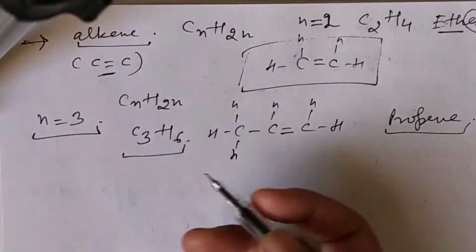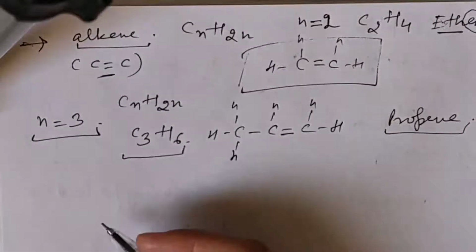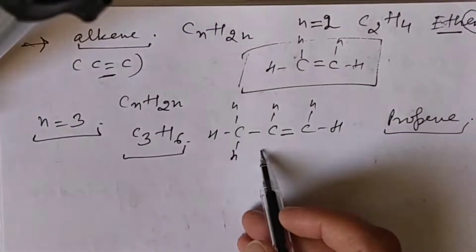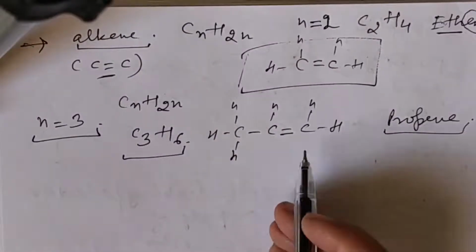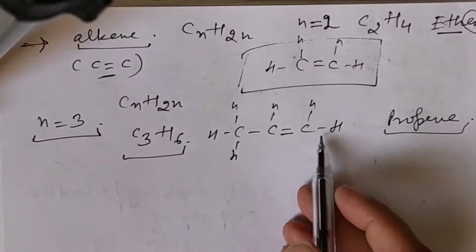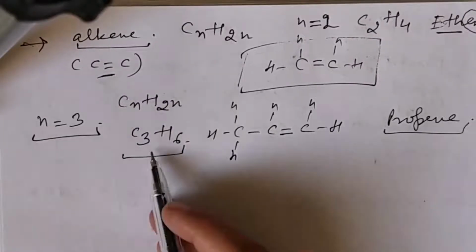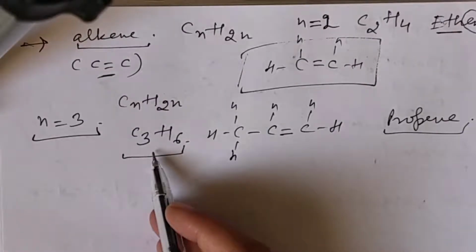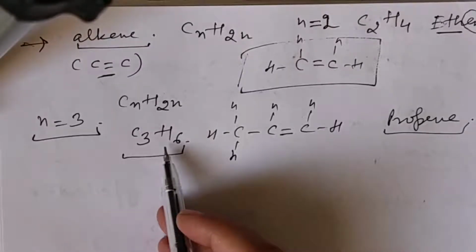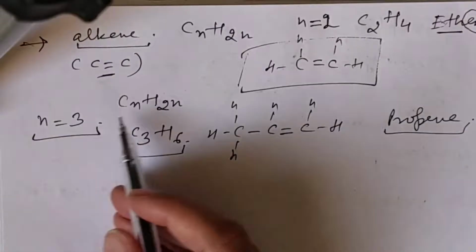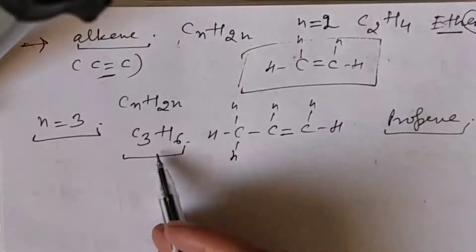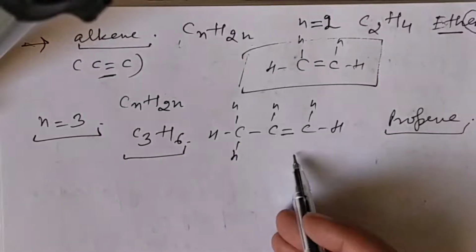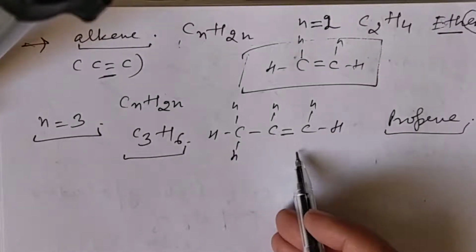Similarly, you can write down the structure here, draw the structural formula and match your structural formula. Count the number of hydrogen and carbon atoms with the molecular formula that you have written here. How you have written C3H6 when n is equal to 3. You have put that in the general formula. You got C3H6. You have drawn the structural formula and you can also cross check it.